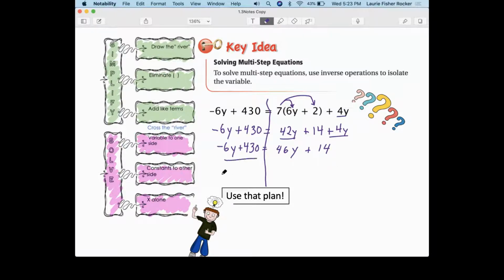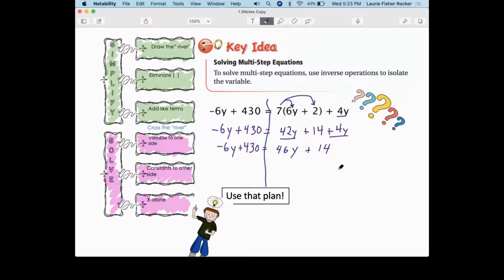I look at this side, there's a y and a constant. I look at this side, and there's a y and a constant. That means that I'm ready to move on to the next step, which is solve. Notice it says I can cross the river now. I'm a little bit strategic, and I shared this yesterday. My first thing is to get the variables to one side, and I'm a little bit strategic about this.